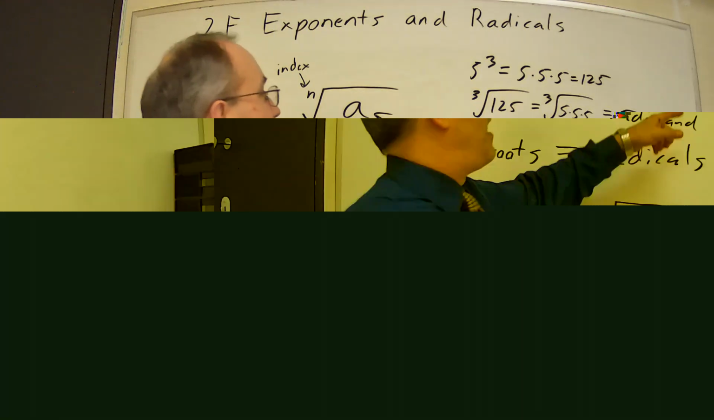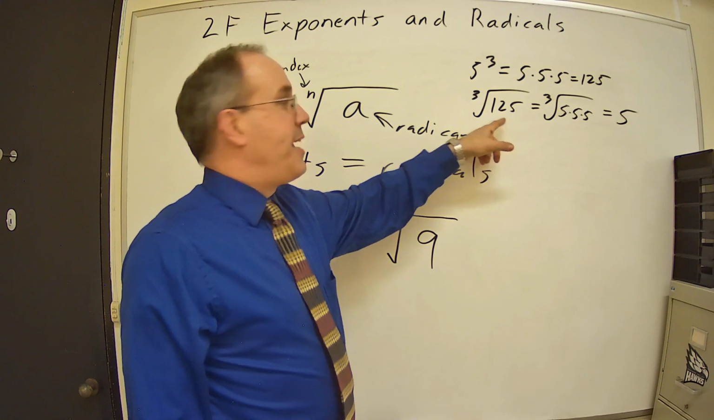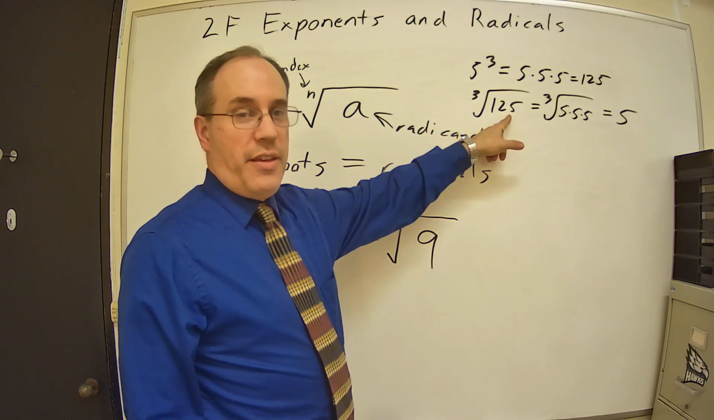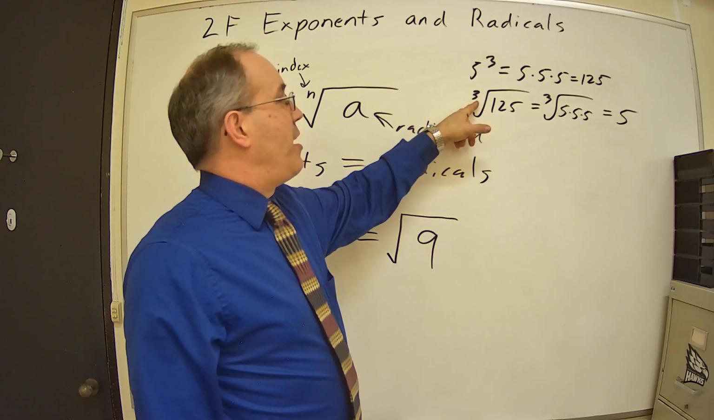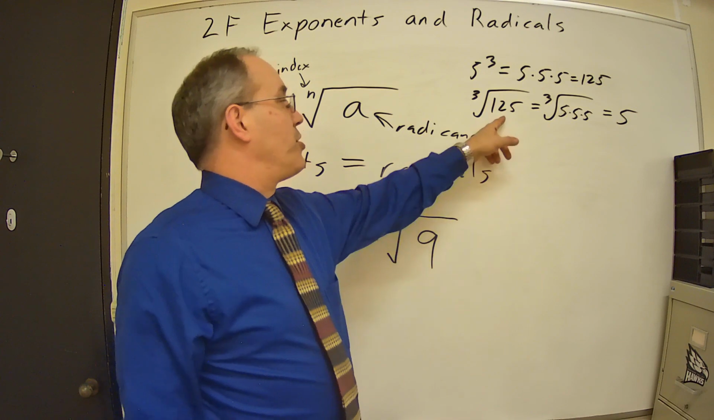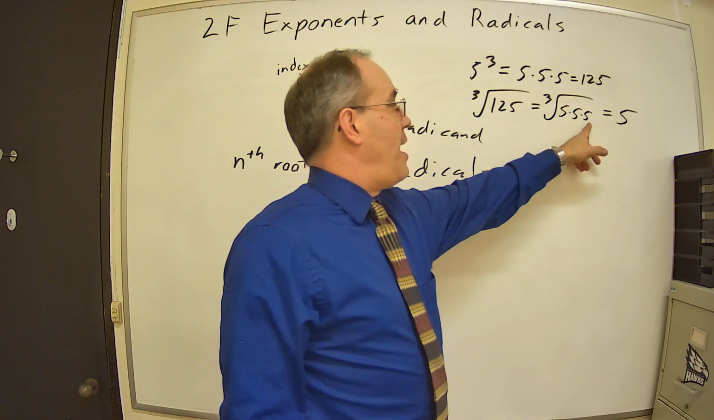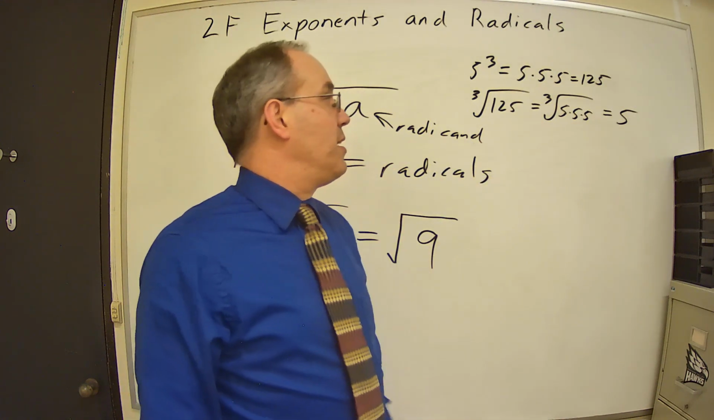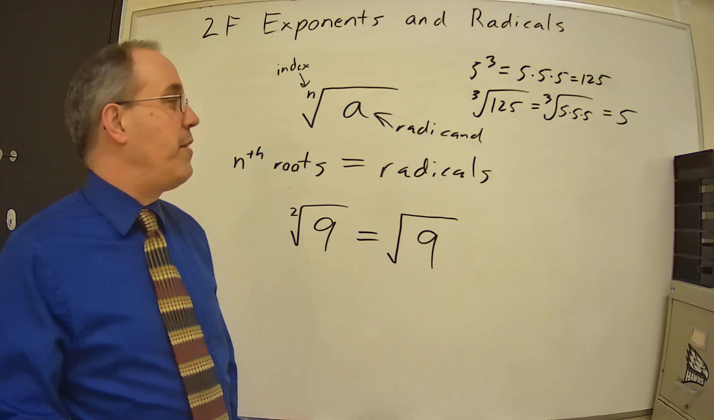It's basically asking, what number can I take this many of and multiply them together to get this? So, what number can I take 3 of and multiply them together and get 125? I can take 3 5s, 5 times 5 times 5, and multiply them together, and I get 125. So the cube root of 125 is 5.